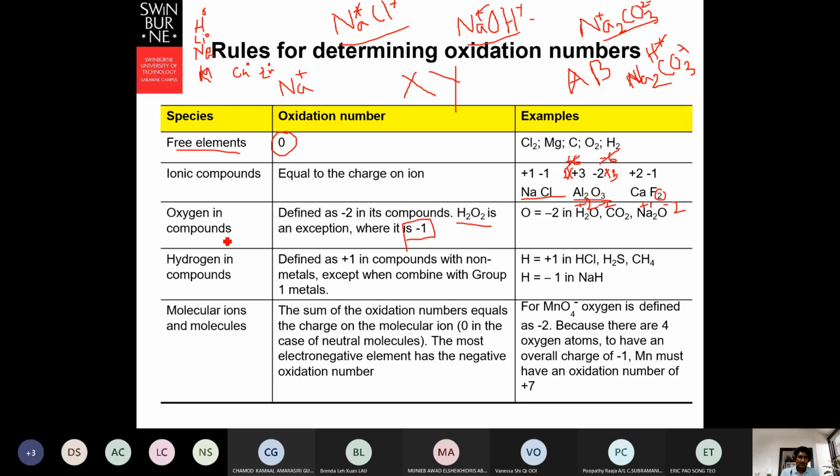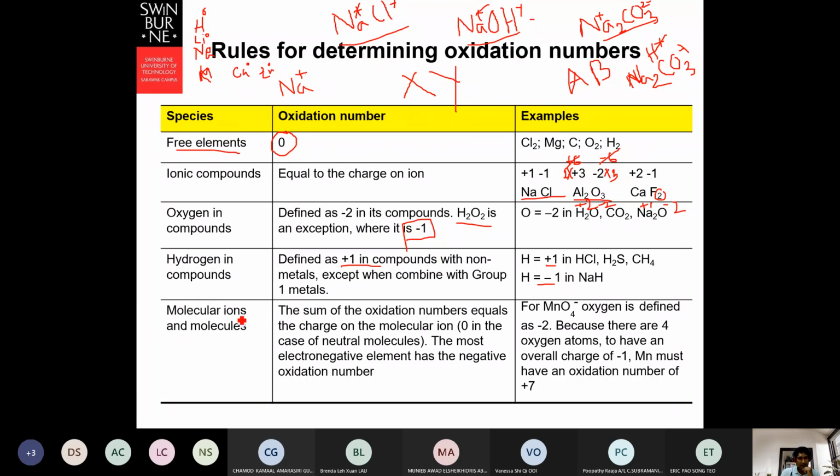Hydrogen will always have +1 in compounds with non-metals. But if it is attached to a group 1 element like lithium, sodium, potassium, cesium, then only will hydrogen have -1. Otherwise, wherever hydrogen is, it will be +1 charge. Okay.